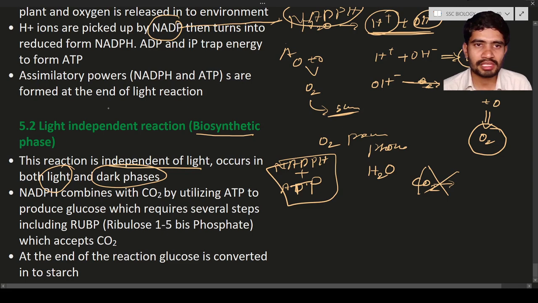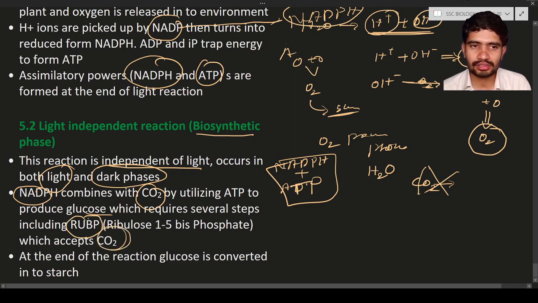So in the previous stage we have seen that NADPH and ATP are produced. Here NADPH is going to combine with carbon dioxide by utilizing ATP to produce glucose, which requires several steps including RuBP, ribulose 1,5-bisphosphate. It is a compound that is going to combine with carbon dioxide also. As a result, NADPH and RuBP are going to combine with carbon dioxide. This carbon dioxide is reduced to form C6H12O6, so it's glucose. So by this way it is going to form.